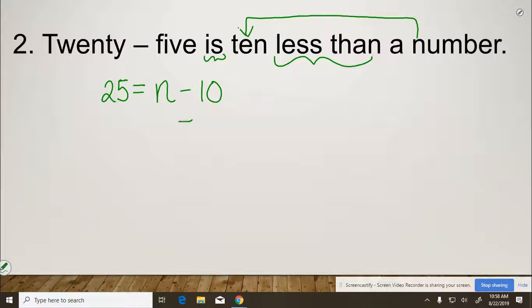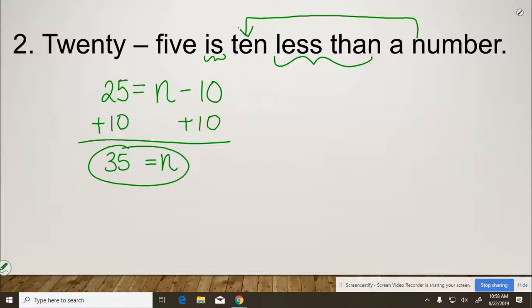The opposite of subtraction is to add. Adding 10 to both sides results in n equals 35 for our solution. All right, let's keep on going.